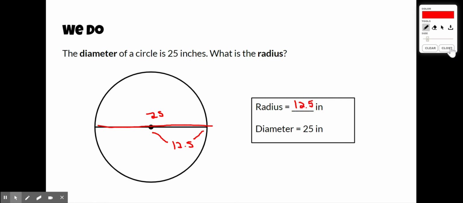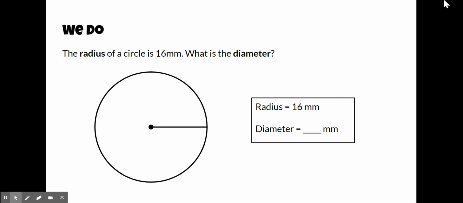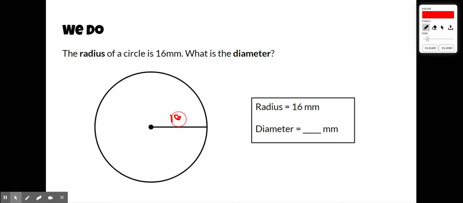Okay, let's try one more. The radius of a circle is 16 millimeters. What is the diameter? So the radius is 16, and it wants to know what would be the total diameter. Go ahead and pause the video and see what you come up with. Good. So if the radius is 16, this side would also be 16, which would mean that the total distance across would be 32.